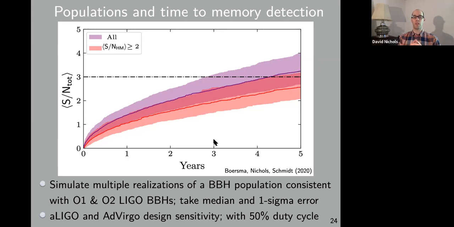So that was consistent with the astrophysical population that LIGO and Virgo has inferred from their detections. And what we found is that it actually takes more like several years or thousands of detections to produce this level of statistical significance that one would need to claim a detection of the memory effect. So it's something that's possible that LIGO and Virgo could do, but it's a bit more challenging than had been initially forecast.